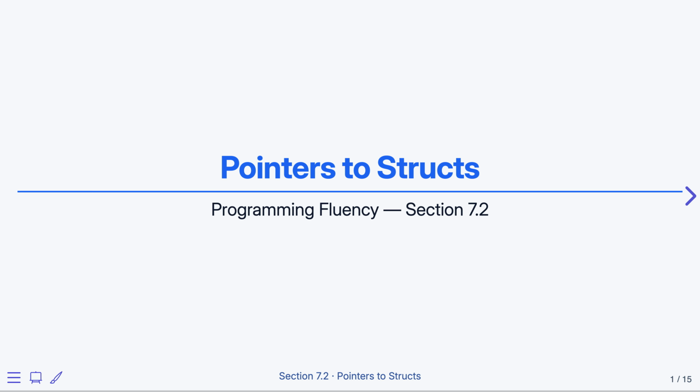This is section 7.2, Pointers to Structs. Last time, passing a struct to a function copied the whole thing. For a large struct, that is wasteful. In this video, you will pass just a pointer instead and meet a clean new operator, the arrow. Let's dive in.